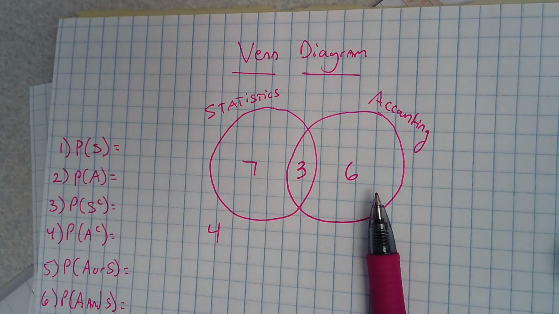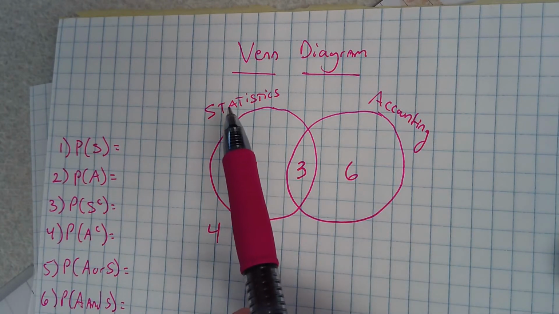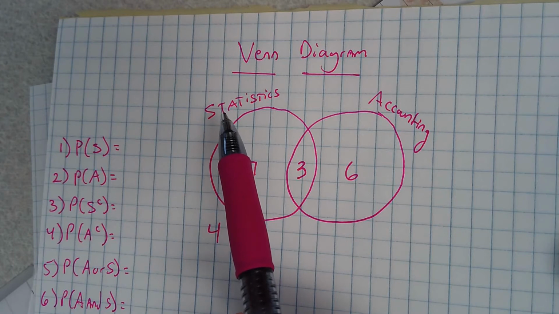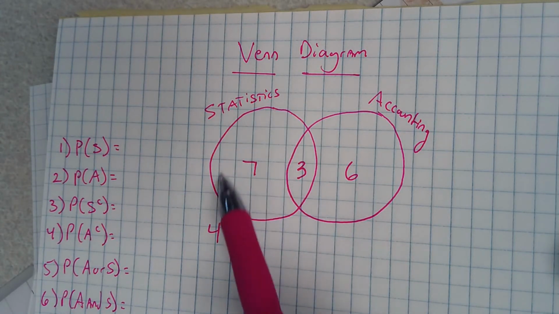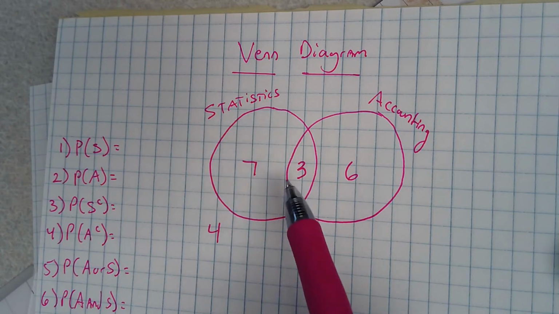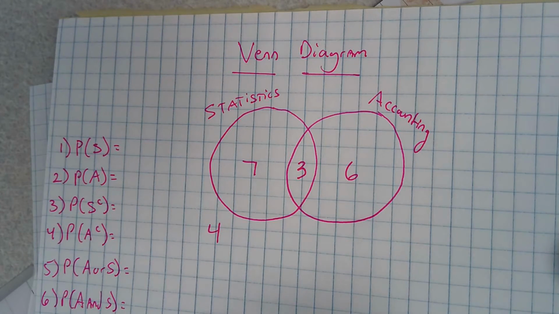All right, today we're going to look at Venn diagrams. A Venn diagram is a picture where we're dealing with two circles, and these circles are representing different categories. To put this into context, this circle represents the people who are taking a statistics course, and this circle represents the people who are taking an accounting course.